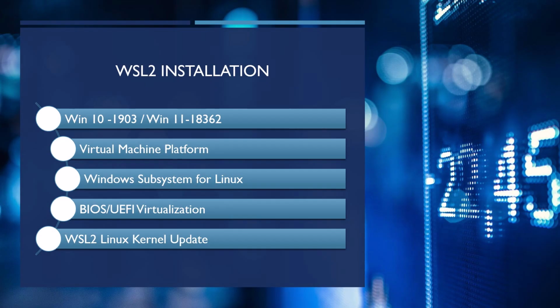To install WSL, the prerequisites are: 1. Windows 10 version 1903 or higher, or Windows 11 with build 18362 or higher. 2. Windows features: ensure that both the Virtual Machine Platform and Windows Subsystem for Linux features are enabled. 3. BIOS/UEFI virtualization: virtualization must be enabled in your system's BIOS/UEFI. 4. WSL2 Linux kernel update: install the Linux kernel update package from Microsoft.